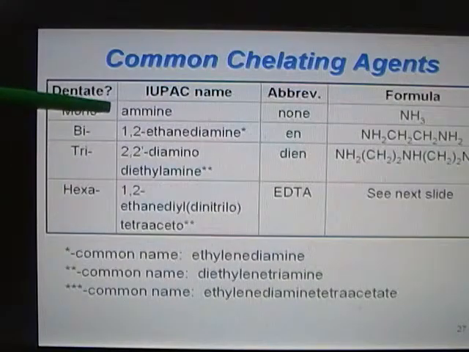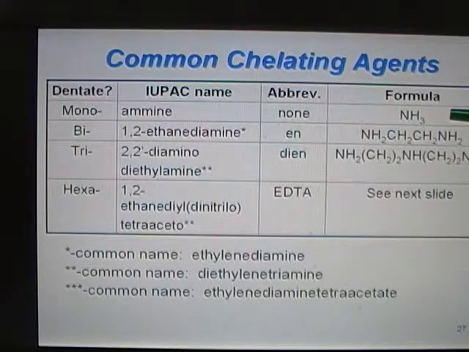And you know this one, you've seen it already, amine. Some ligands have abbreviations. Amine does not, and its formula is NH3.